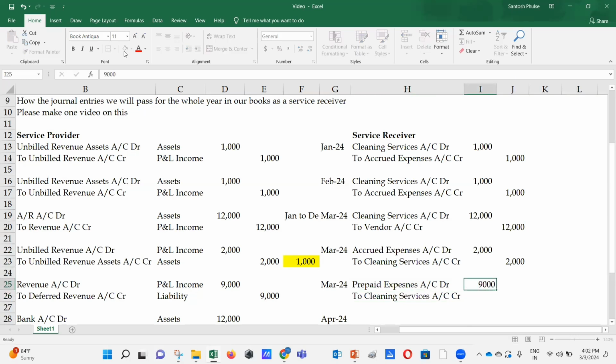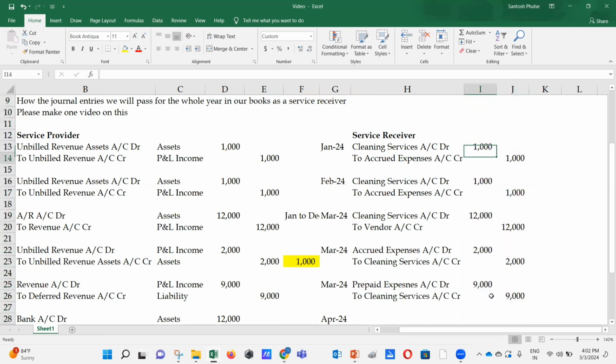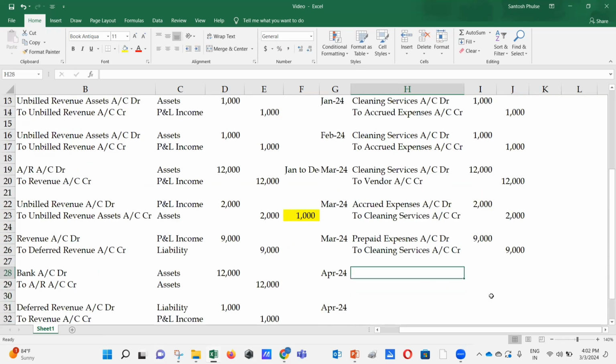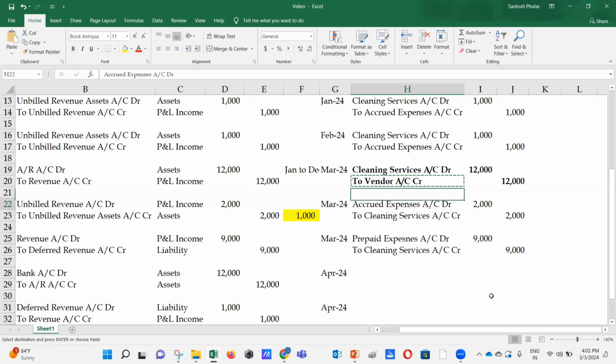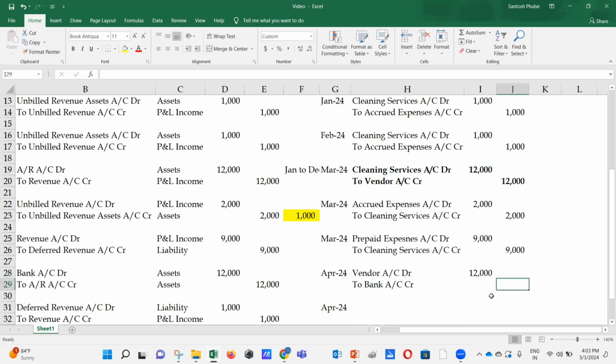So you are going to reduce 9,000 from your cleaning services, since this is for the future period for which you haven't received the services. So prepaid expense account debit to cleaning services account credit. When you reach April, you have made the payment for the invoice you booked. So your entry is going to be vendor account debit, since you have paid your vendor, to bank account credit, and that's 12,000.